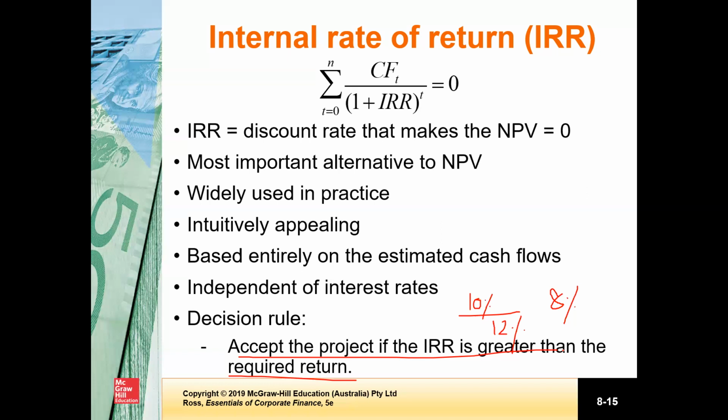So IRR is a widely used method in practice, and it's intuitively easy to understand, because we see the rate of return of a project and we compare this with our required return from the project. We decide whether the project generates a return sufficient to cover our required return, and on the basis of that we take our accept or reject decision.